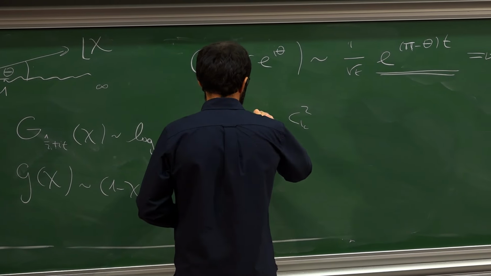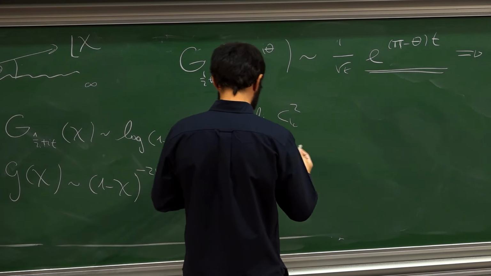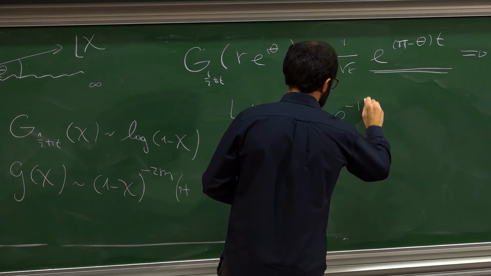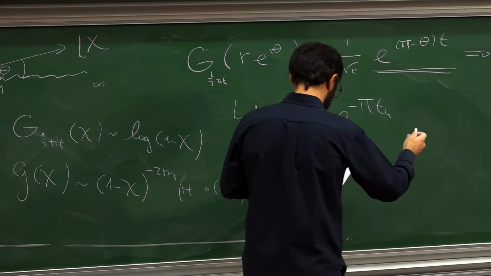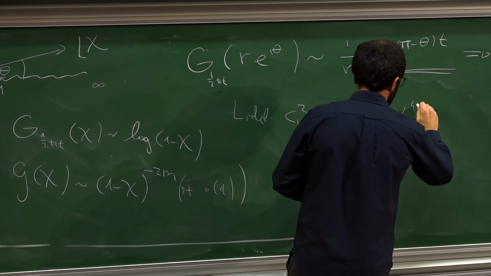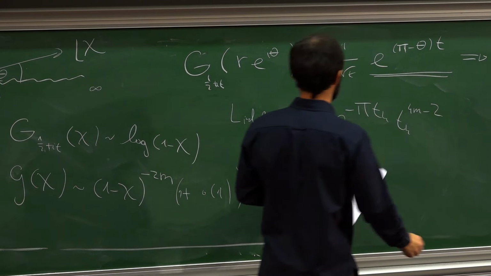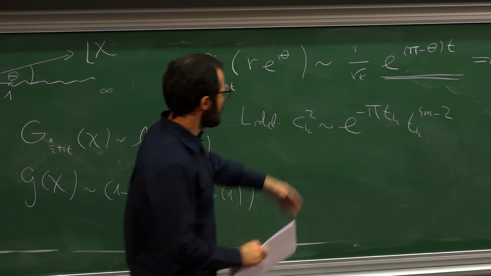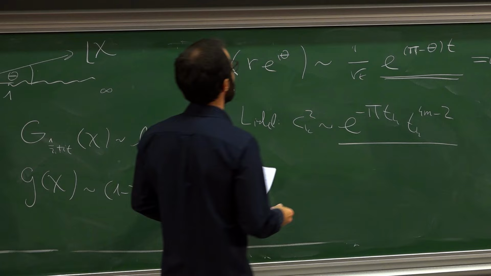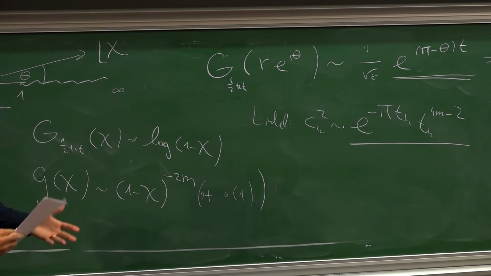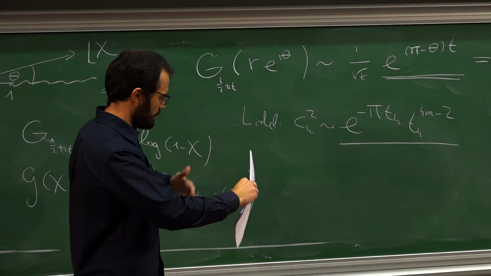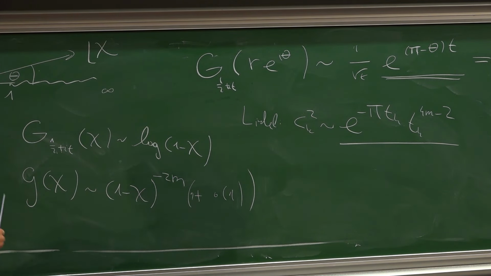So remember, Lindelöf says that c_k squared is e to the minus pi t_k times t_k to the 4 minus 2. So I'm kind of assuming Lindelöf with epsilon 0. If you just take this function of t, then we have the Weyl law. So not the Weyl bound, but the Weyl law, meaning that the density in lambda space of the eigenvalues is constant. So density in t space goes linearly in t.